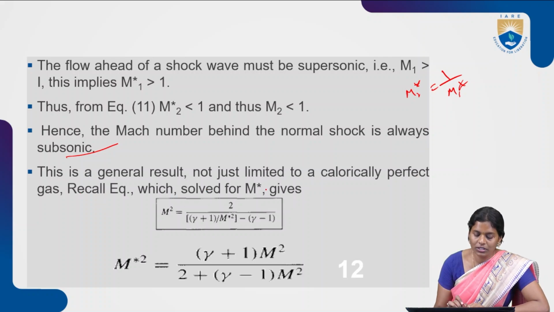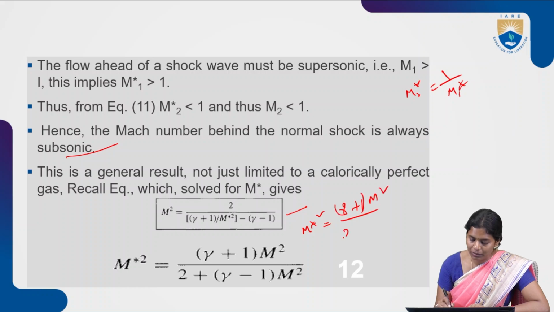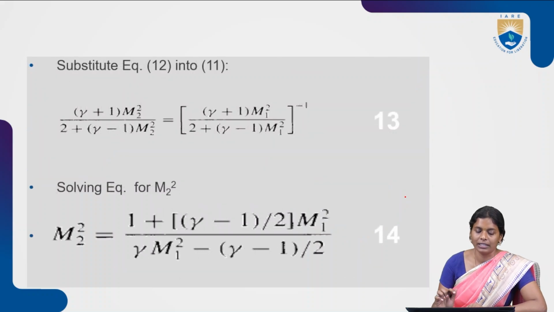So we will be recalling, for solving for m star, that M square equal to 2 by this expression we already know. From there we find m star square equal to gamma plus 1 into M square divided by 2 plus gamma minus 1 into M square. So this is the equation we will be getting. Now we are substituting equation 12 into equation 1. Then we will have the same expression, with m2 star written in terms of M2 and m1 star written in terms of M1.